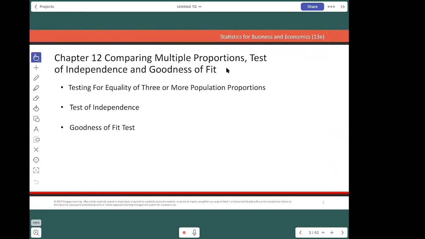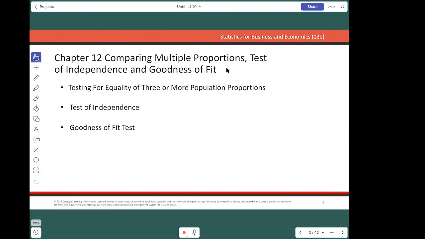Then we now expanded to 2, where we said, okay, let's look at difference between population means. So we had a confidence interval for difference between population means. We had hypothesis testing. And then we went into confidence intervals, which is what we just finished, for difference between population proportions, and hypothesis testing for difference between population proportions.